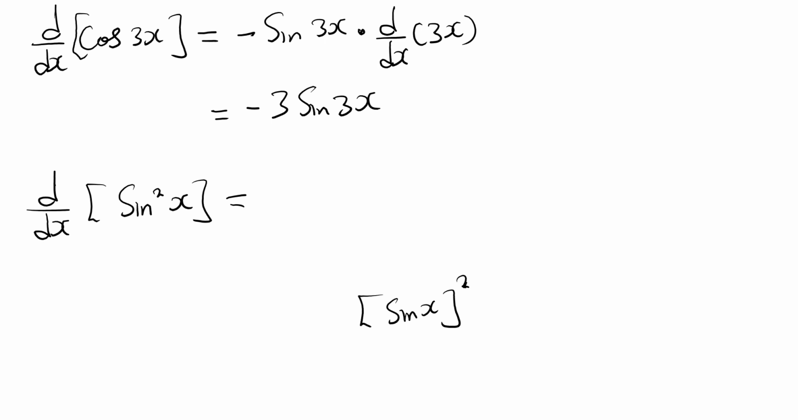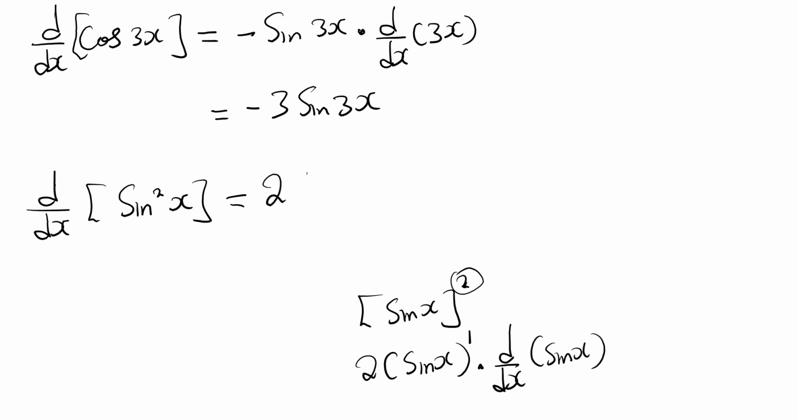I'll start by dropping our exponent, and then I write what I have inside the way it is. And then after that, I'm going to subtract 1 from our exponent. If you subtract 1 from 2, we are going to get 1. After that, you multiply by the derivative of what we have inside, which is sine x. Let me come and write it here. It will be 2 sine x multiplied by the derivative of sine x.